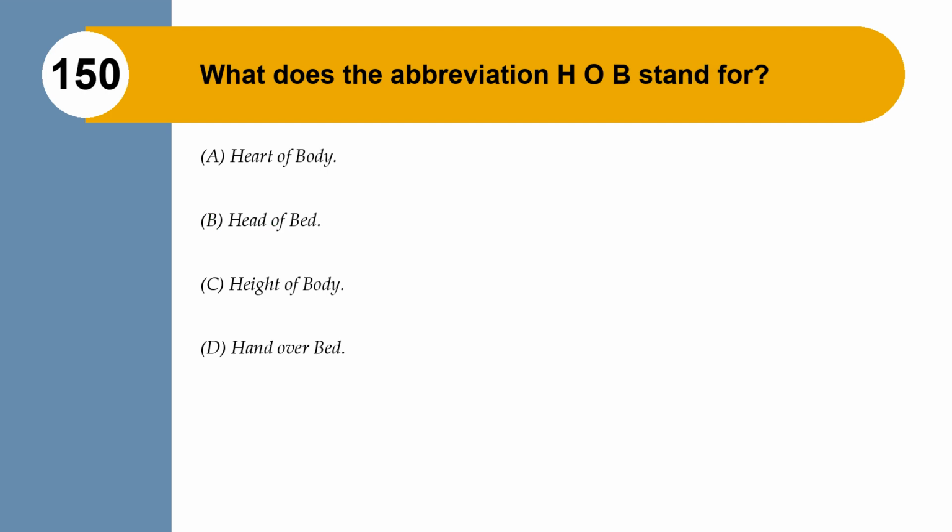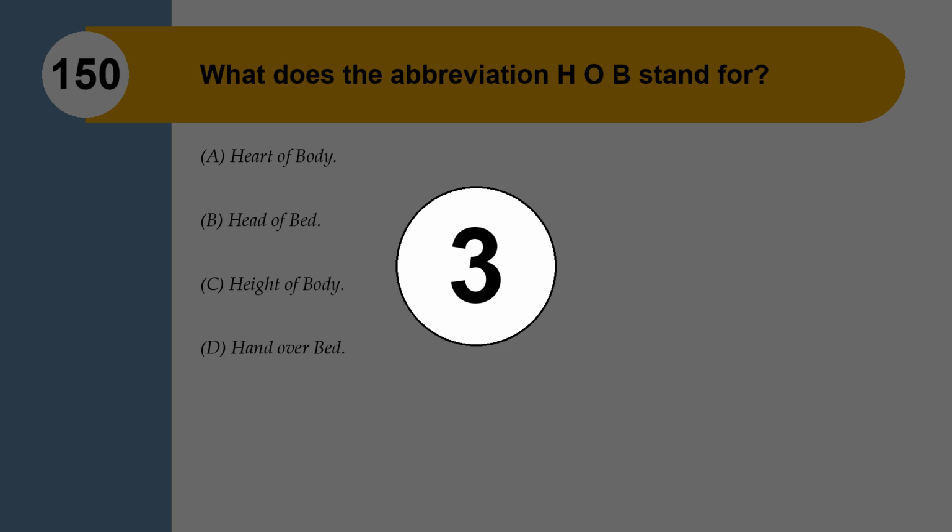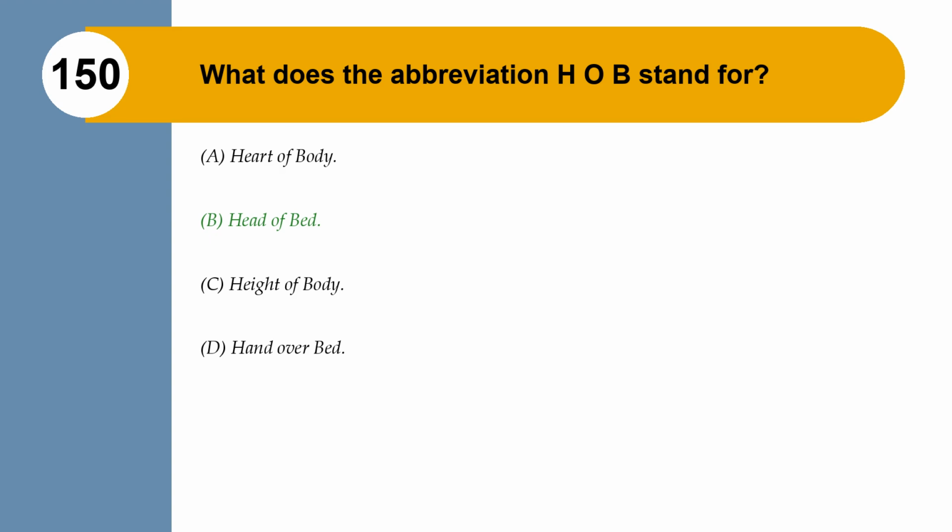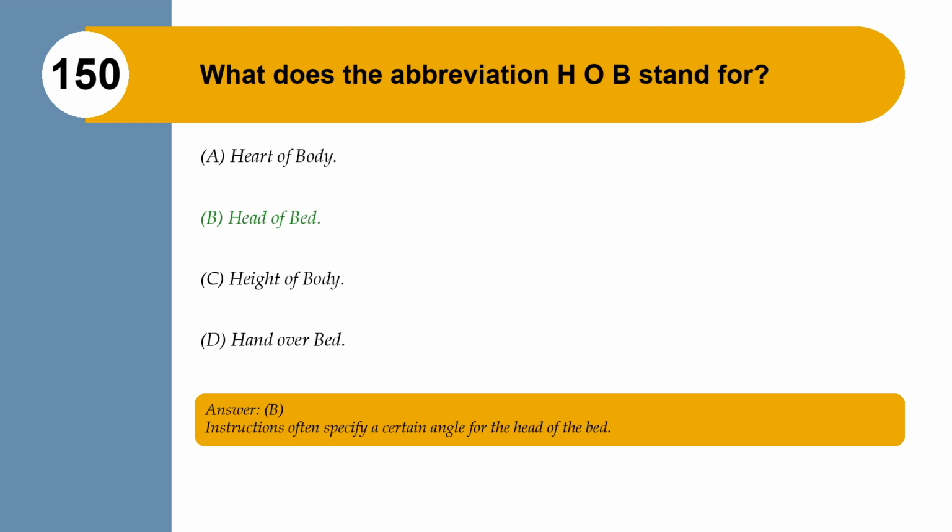Question 150. What does the abbreviation HOB stand for? Option A, heart of body. Option B, head of bed. Option C, height of body. Option D, hand over bed. The correct answer is option B, head of bed. Explanation. Instructions often specify a certain angle for the head of the bed.